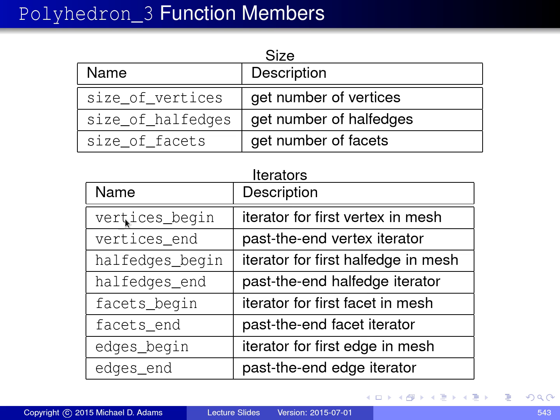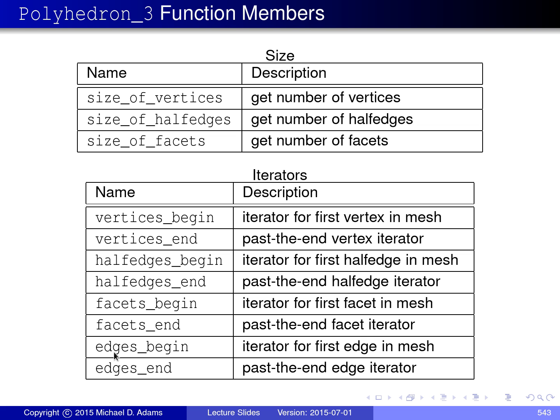So there's a function called vertices_begin, which returns an iterator for the first vertex in the mesh, and then vertices_end, which returns the past-the-end iterator for the vertices in the mesh. And then we have halfedges_begin and halfedges_end member functions. halfedges_begin returns an iterator to the first half-edge in the mesh. halfedges_end returns the past-the-end half-edge iterator. And then similarly for facets_begin and facets_end, except this is for facets. You get an iterator which refers to the first facet in the mesh, and then facets_end returns the past-the-end facet iterator. And similarly for edges_begin and edges_end.